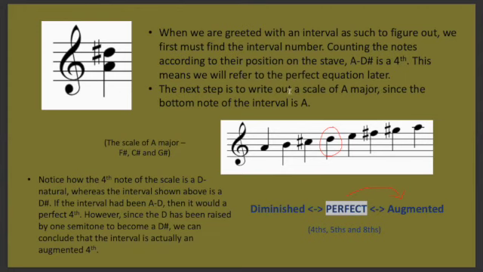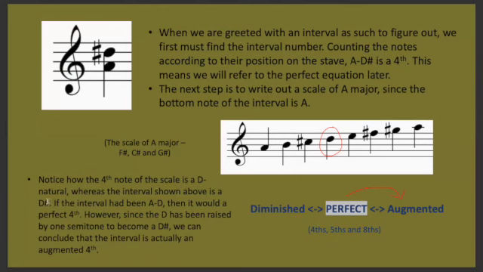So once we've established that's a fourth and we know we're going to have to refer to the perfect equation, the next step is to write out a scale of A major, since the bottom note of the interval is A. So here is a written out scale of A major. A major has 3 sharps, F sharp, C sharp, and G sharp. Notice how the fourth note here, which is circled in red, is a D.